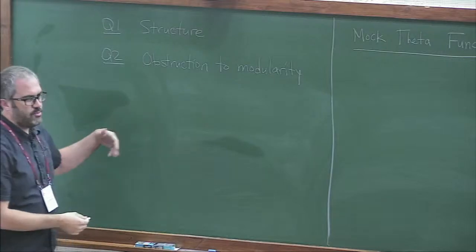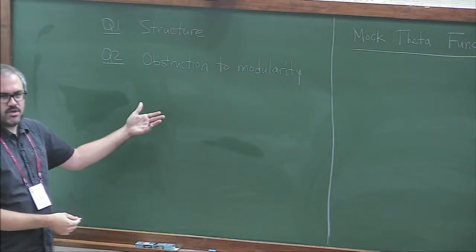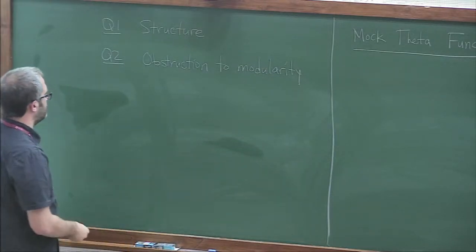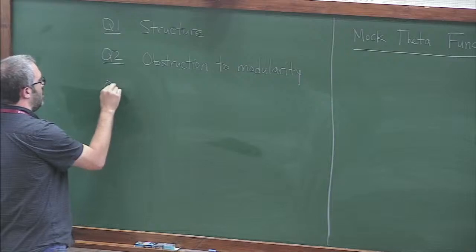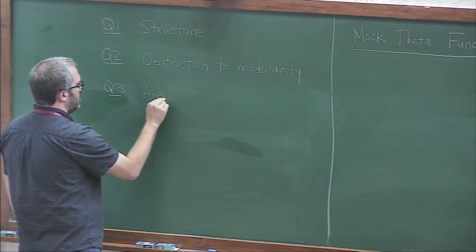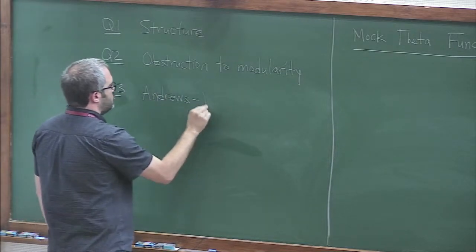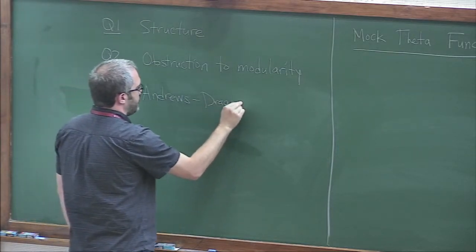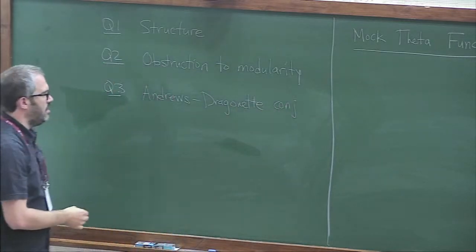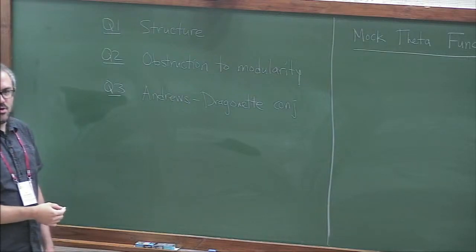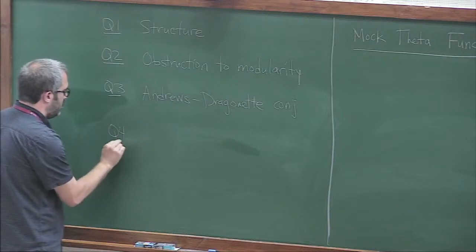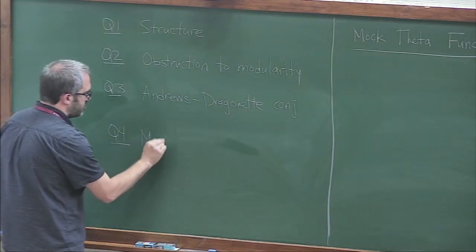Remember, we had a transformation law for f of q that involved omega of q, and also this sort of mysterious integral. So there was an obstruction to modularity. Question 3 was about the Andrews-Dragonet conjecture, which gave a conjectural formula for the coefficients of f of q. Question 4 was about the Mach theta conjectures.